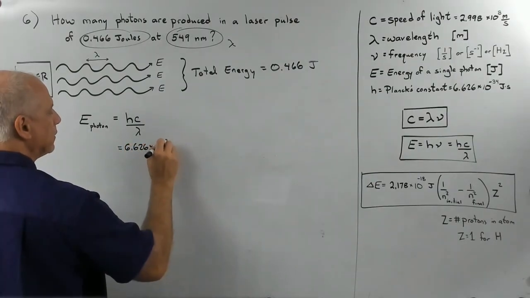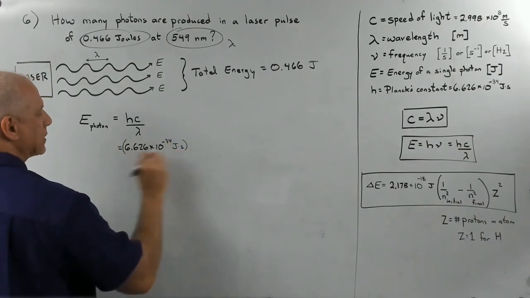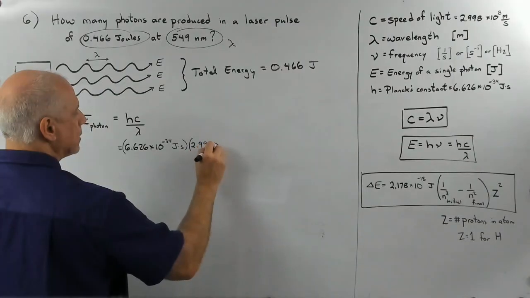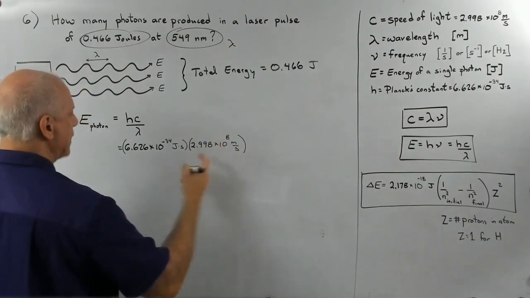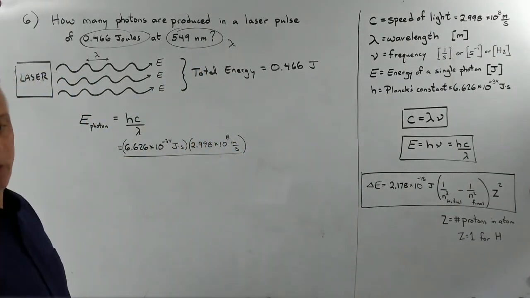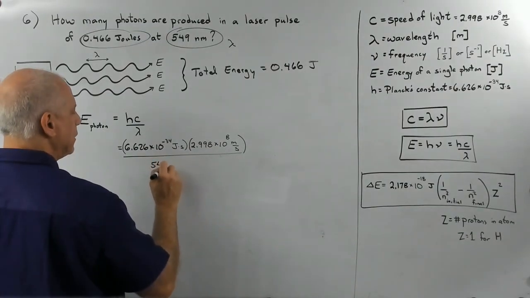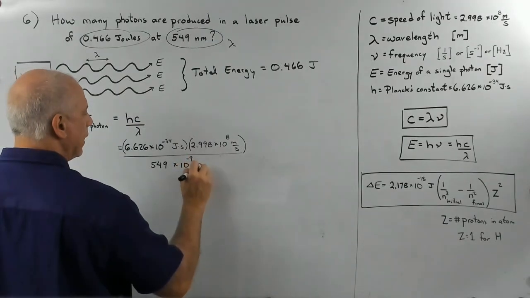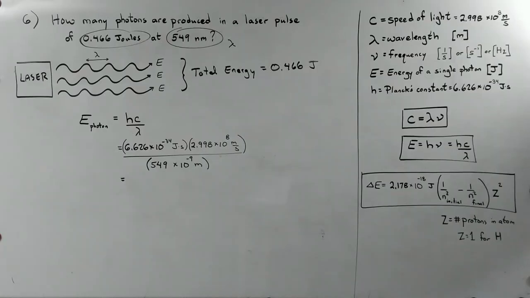6.626 times 10 to the minus 34th joule seconds. That's Planck's constant. Speed of light, 2.998 times 10 to the 8th meters per second. Very fast. And the wavelength is in nanometers, but once again, we need to have it in meters. And the conversion from nanometers to meters, nanometers is 10 to the minus 9th. And so there we go. And this will give us the energy of just one wave.